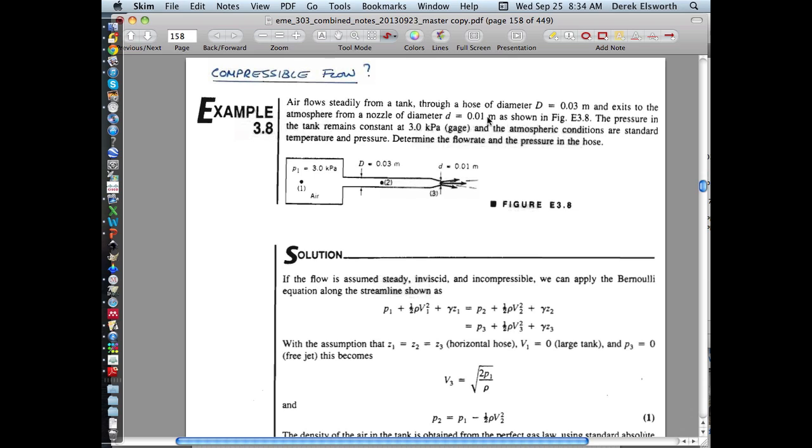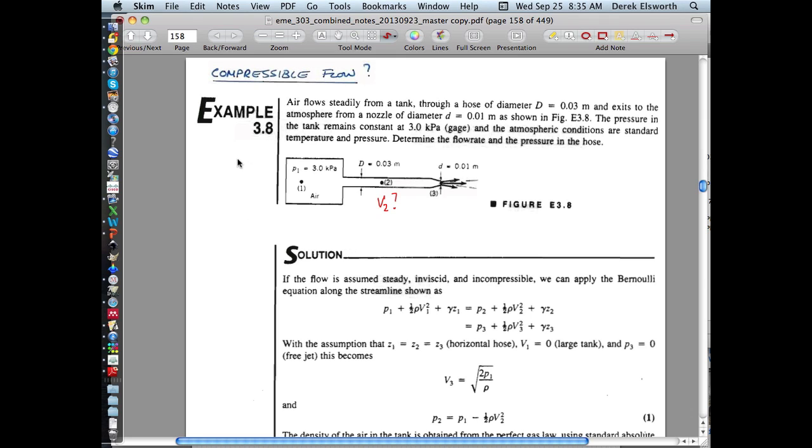It has a diameter as the hose, and as you come out, a smaller diameter nozzle. Pressure in the tank remains constant. It's at 3 kPa above atmospheric pressure, which is what gauge means. And everything else is at standard temperature and pressure. What is the flow rate in the hose? So I guess the question is, what is the velocity at point 2?